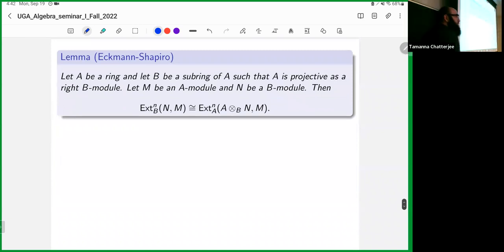And here is a famous lemma in homological algebra, given by Shapiro. Let A be a ring and B a subring of A, such that A is projective as a right B-module. Let M be an A-module and N a B-module. Then there are isomorphisms between them.